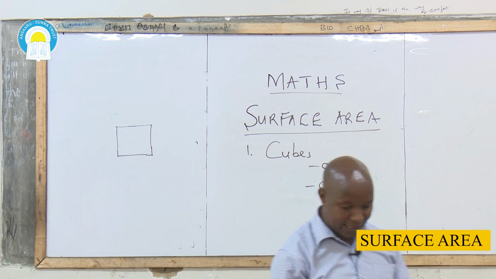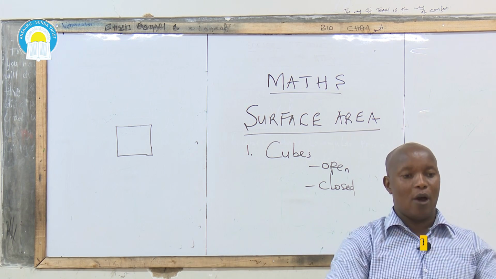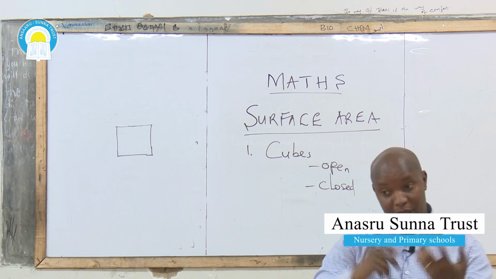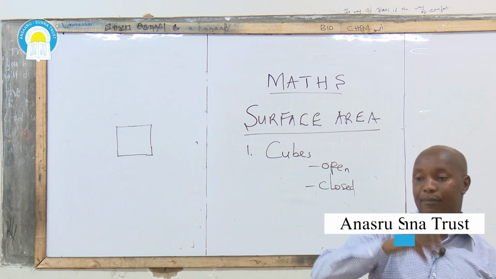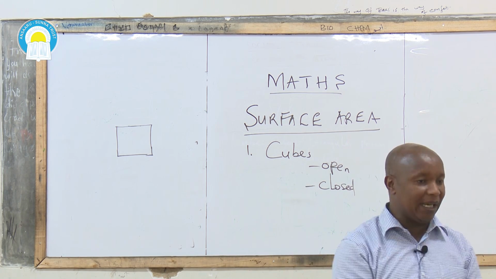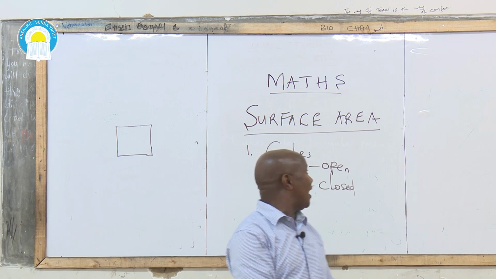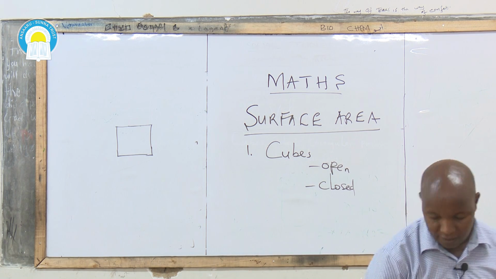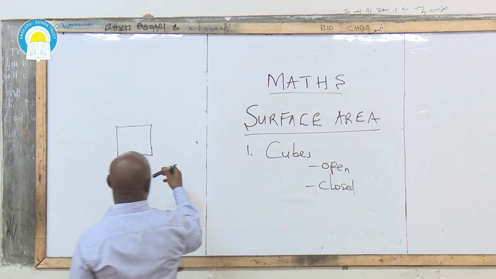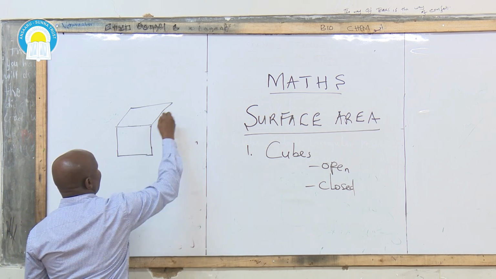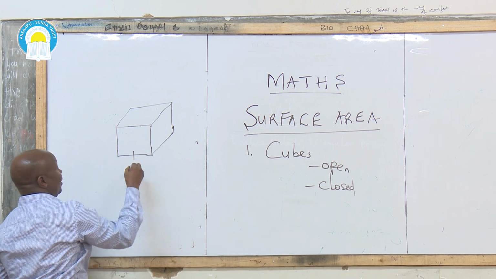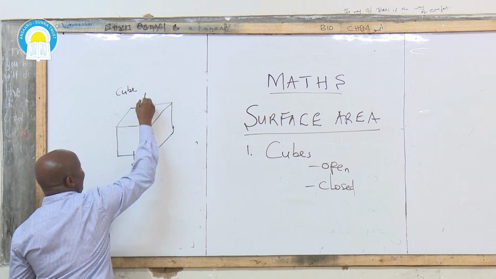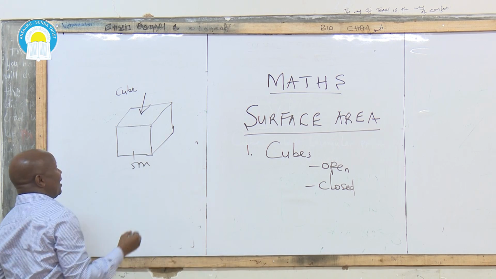When it comes to surface area, this is where the issue of being open and being closed comes in. Because a box can be open, can be closed, a cylinder can be open, can be closed. So an examiner must also tell you that the box is open or is closed. Let us start with an open cube. For example, in our case here is a cube, which now all the sides are 5 meters. This one is a cube, and the examiner tells you that it is open.